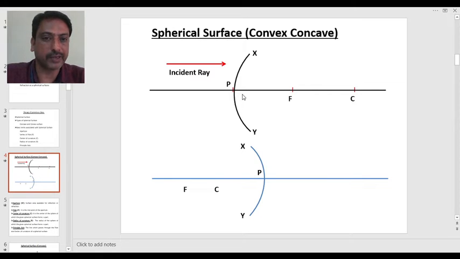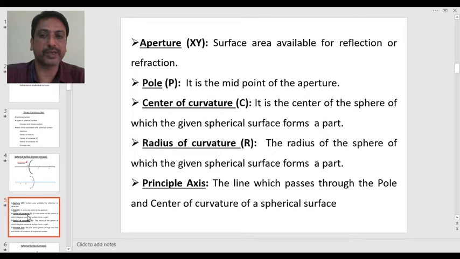and the horizontal line which is going to pass through this P point, that is pole, is known as a common principal axis. Each spherical surface has a principal focus F as well as the center of curvature C and the radius of curvature. In case of concave also, the P is the midpoint of this surface XY, C is the center of curvature and F is the principal focus.